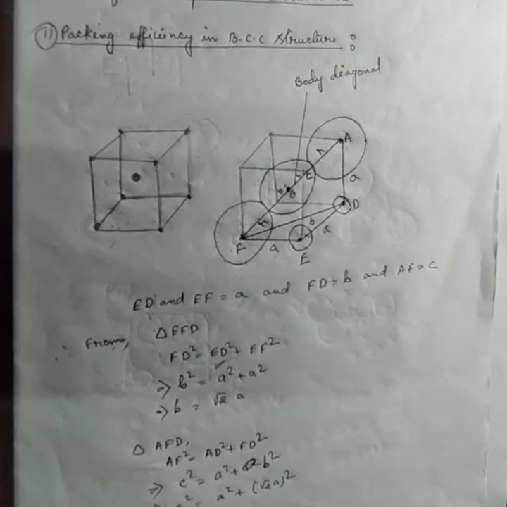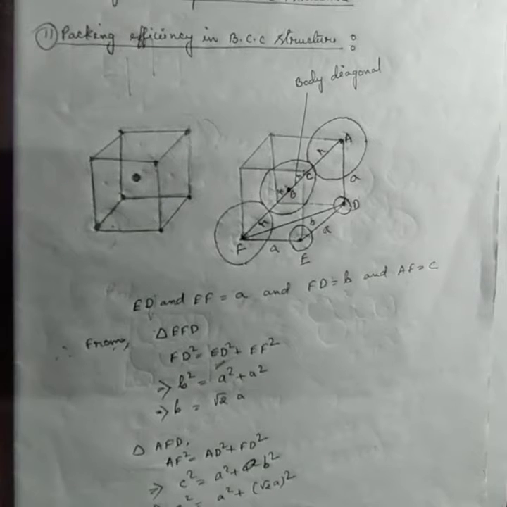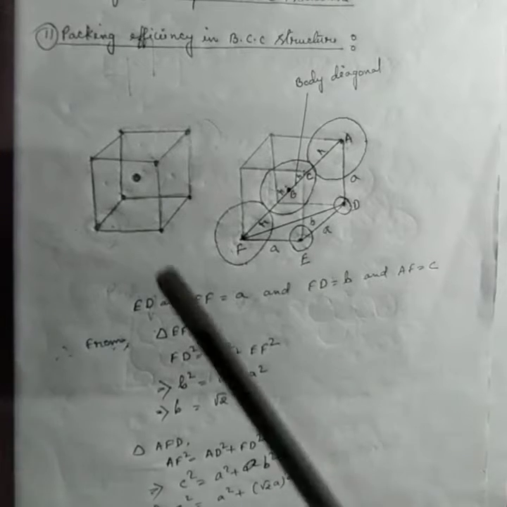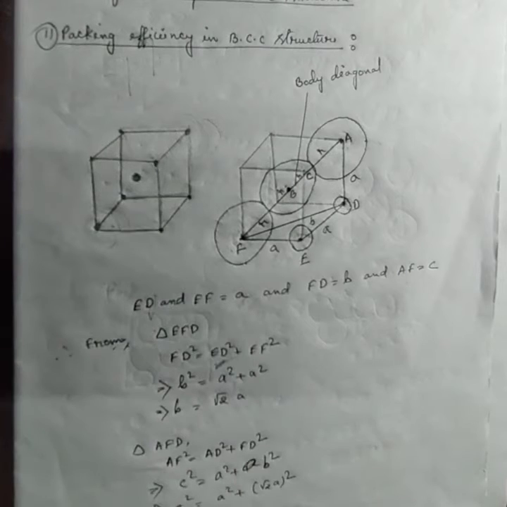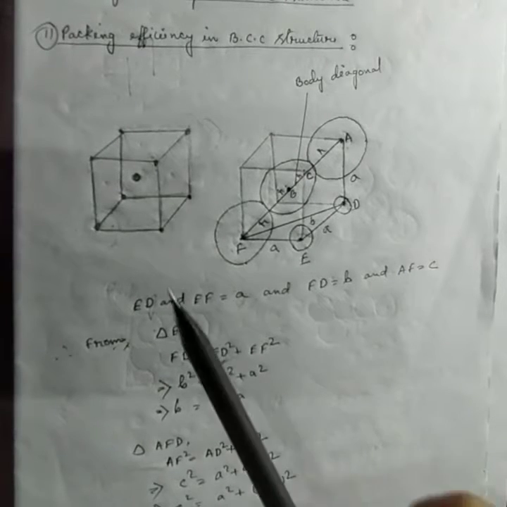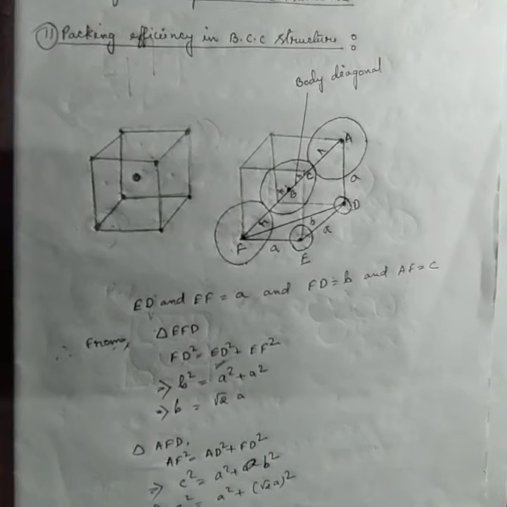The next one is the packing efficiency in BCC structure. Okay, so for this we have to consider one BCC structure, and we know that in BCC structure there is an extra atom at the middle of the cube. Yes, so we can draw this structure as this.